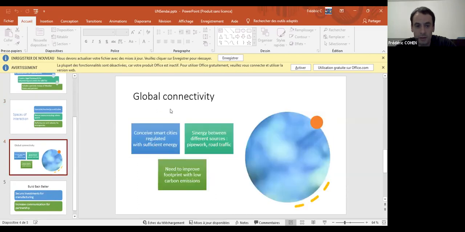In another way, to improve global connectivity, it's important to conceive smart cities regulated with sufficient energy. It means that there are different sources of energy that are provided in our cities, in water pipe works and also road trafficking that have to be closer together to work in synergy. So we need to improve the footprint with low carbon emissions.